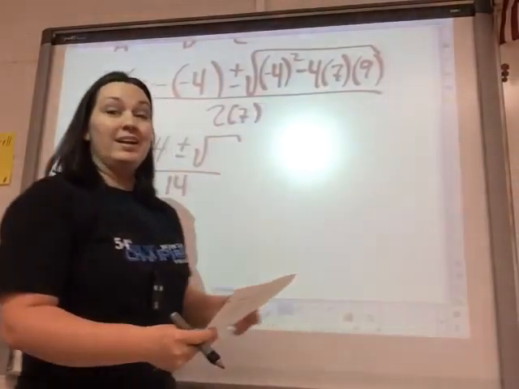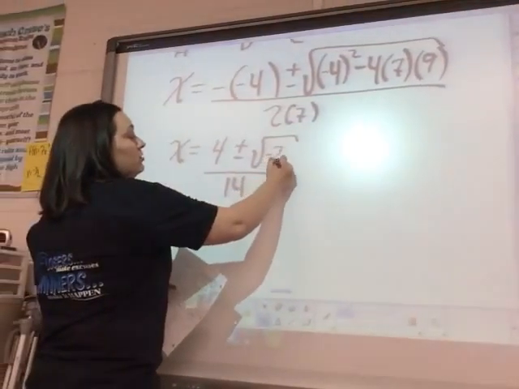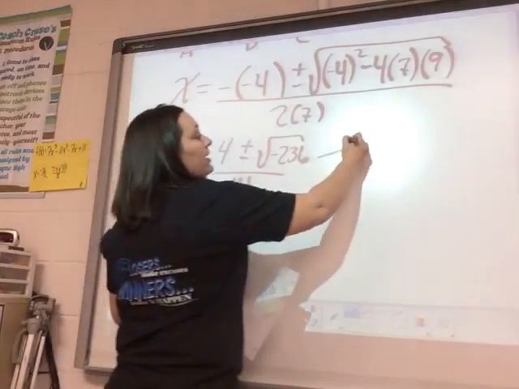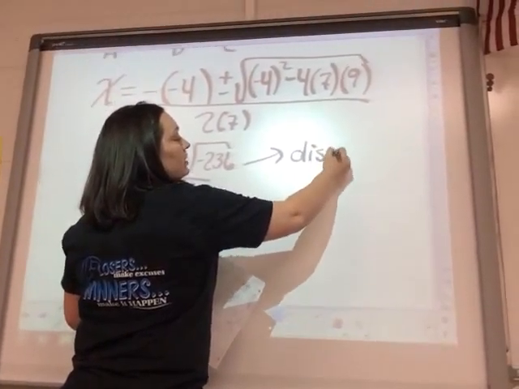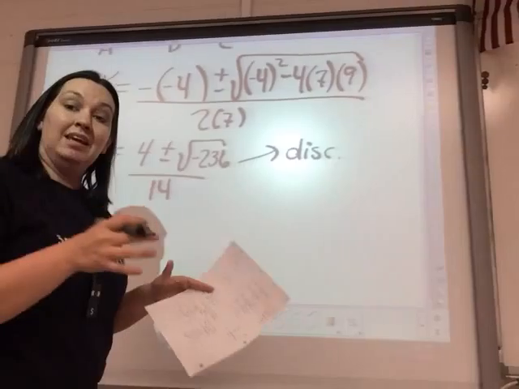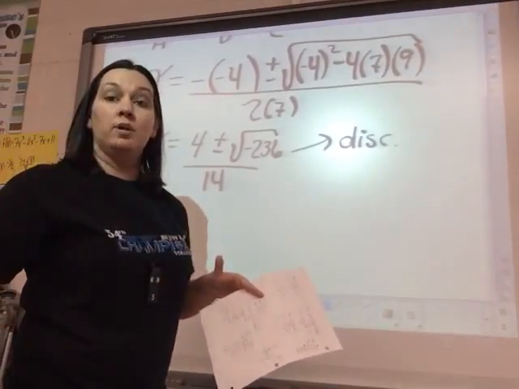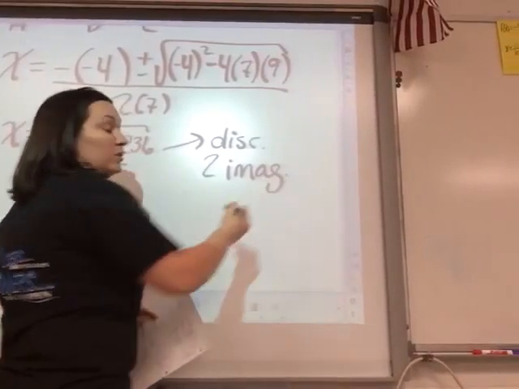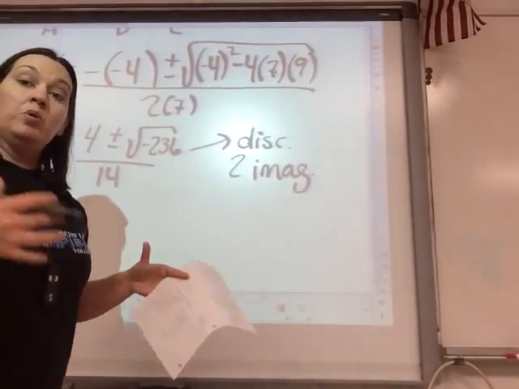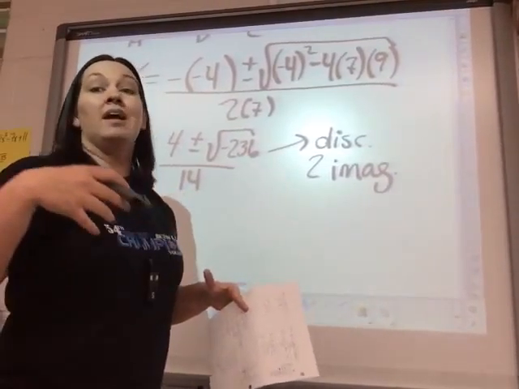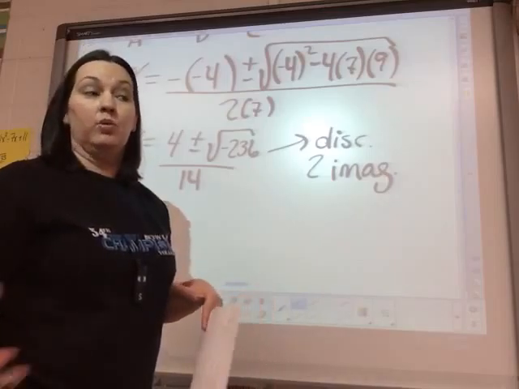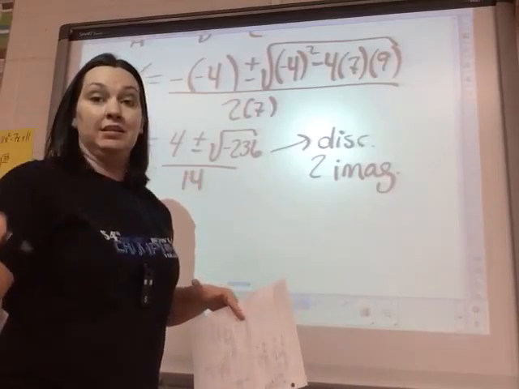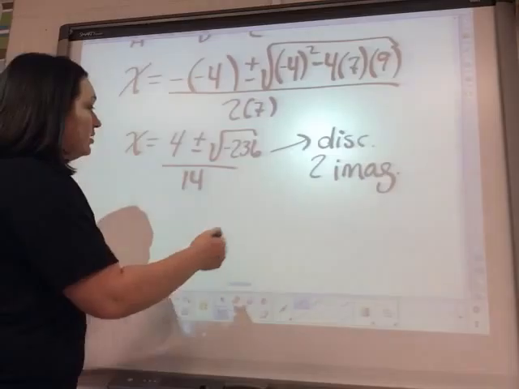When you do this, you're going to get a negative 236. Why is that important? We know if your discriminant is negative, you're not going to have any real answers. You're going to have 2 imaginary, which we already know from the graph. But what we know about that algebraically is it means you're going to have i in your answer. So each of your little problems are going to have i's in them. Let's go on and finish this up a little bit.